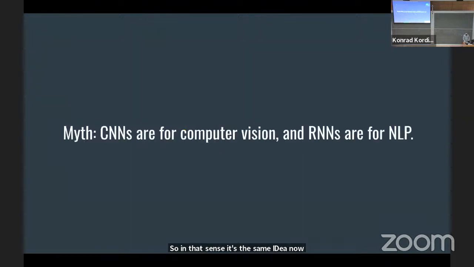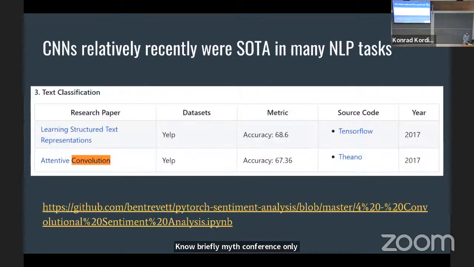Now, briefly, the myth that convnets are only for computer vision and RNNs are for NLP. I know a lot of you are interested in text.